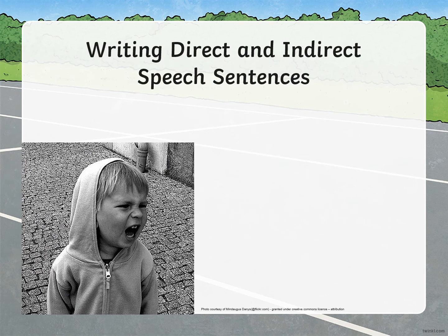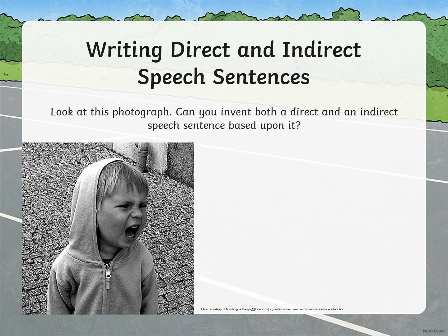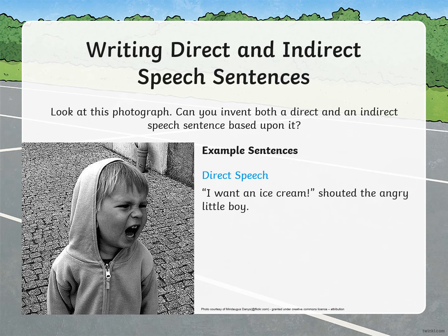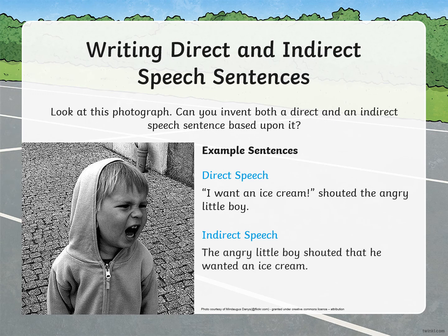Writing direct and indirect speech sentences. Look at this photograph. Can you invent both a direct and indirect speech sentence based upon it? Example sentences. Direct speech. "I want an ice cream," shouted the angry little boy. Remember, this is direct speech, so the inverted commas begin before the I and finish after the exclamation point after the cream. Indirect speech. The angry little boy shouted that he wanted an ice cream.